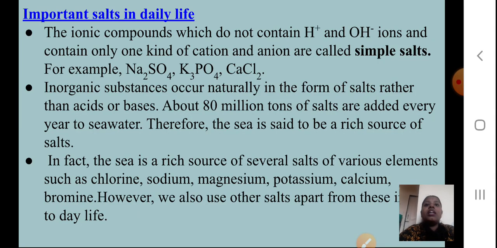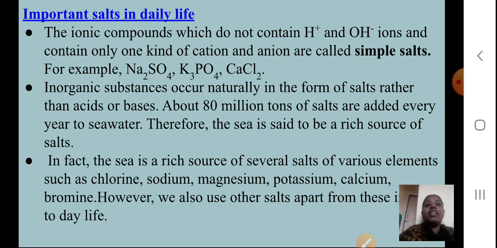Now see here. What are the important salts in our daily life? The ionic compounds which do not contain H+ and OH- ions and contain only one kind of cation and anion are called simple salts. For example, you have Na2SO4, K3PO4, CaCl2. All these are simple salts.